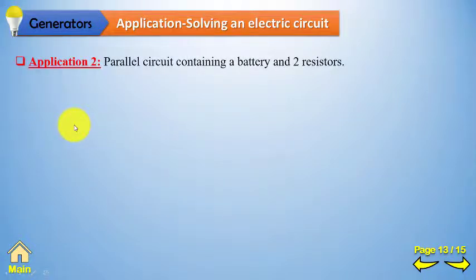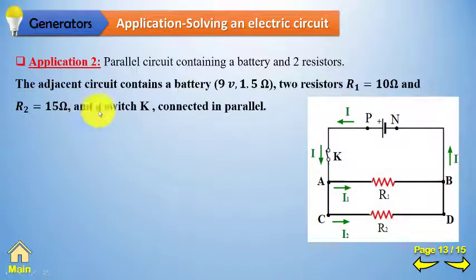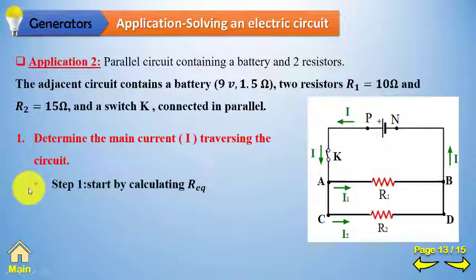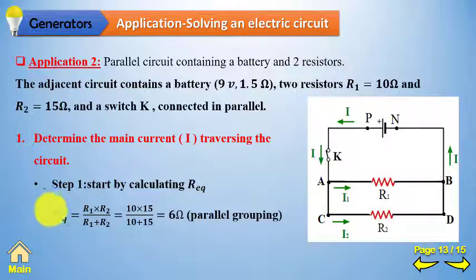Let us now take another application. In this application, we will take a parallel circuit containing a battery 9 volt 1.5 ohms and two resistors of respective resistances R1 equal 10 ohms and R2 equal 15 ohms, as you can see in the figure. You are first asked to determine the main current I traversing the circuit. In this case, you need to start by calculating the equivalent resistance of R1 and R2. Since R1 and R2 are connected in parallel, their equivalent resistance is R equivalent equal to R1 R2 divided by R1 plus R2. Replacing the resistances by their values gives you that the equivalent resistance is 6 ohm.